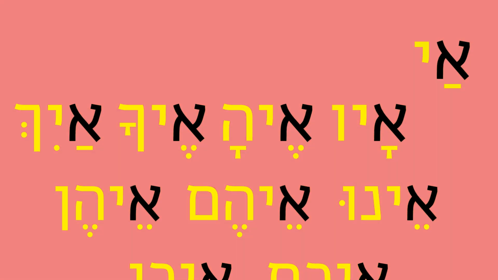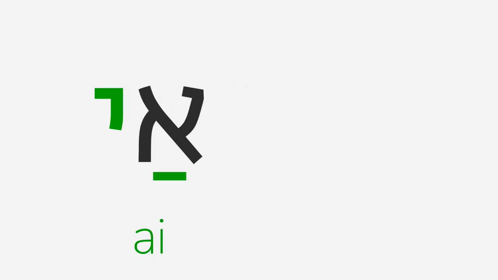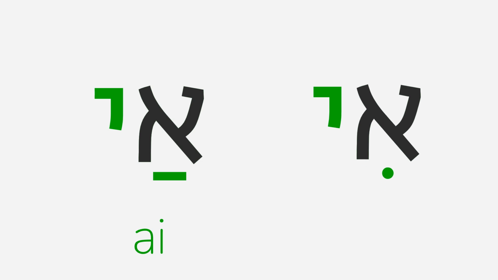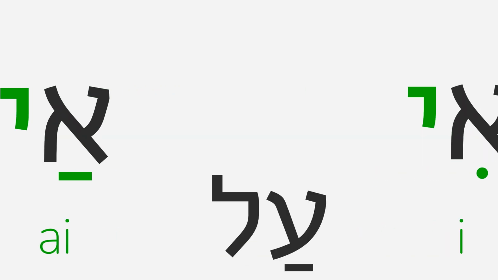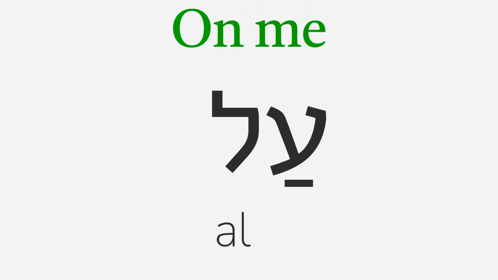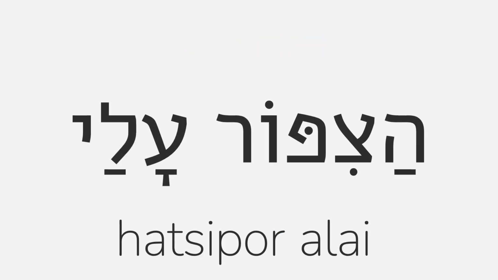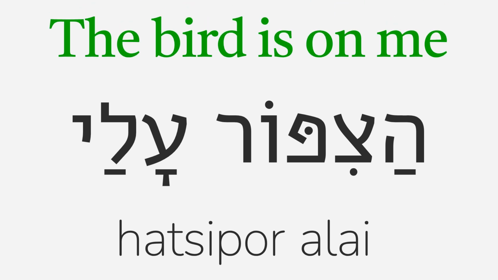This second me suffix is a patach yud, ai, not too different from the other me suffix, the chirik yud, i. The preposition al will always use this second group of suffixes, and so to say on me, we add the ai suffix to al to get alai, on me. When this suffix is added to al, al's patach turns into a kamatz, which does not affect pronunciation, alai. Hatzipor alai, the bird is on me.